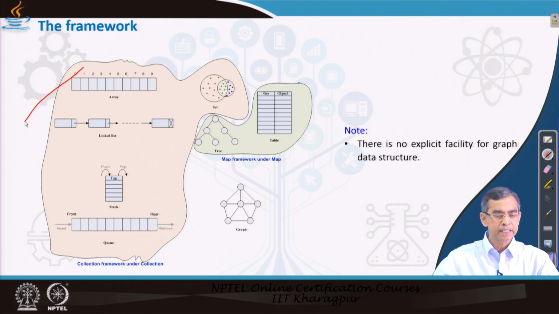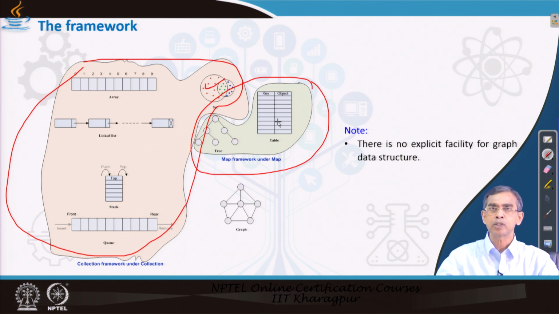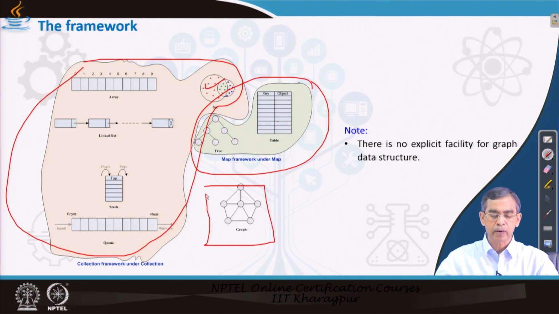So, this part basically deals with the collection framework, that means array, linked list, stack, queue and set. These are part of the collection framework, and the rest, as I said, the tree and table, belong to the map framework. Graph is the one part where Java does not have any support, so it is not included here.